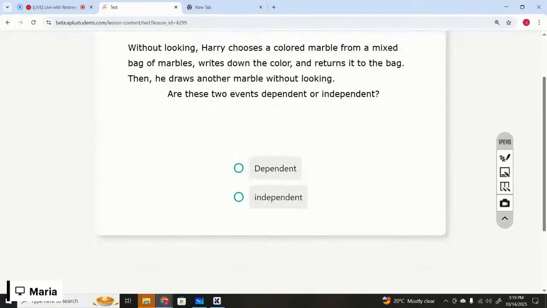Without looking, Harry chooses a marble from a mixed bag of marbles, writes down the color, and returns it to the bag. Then he draws another marble without looking. Are these two events dependent or independent?